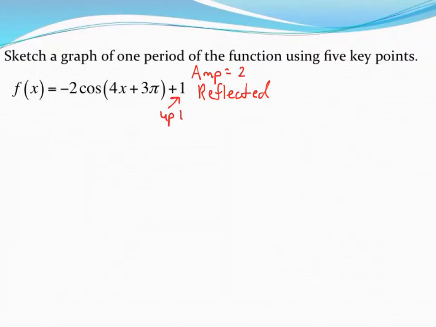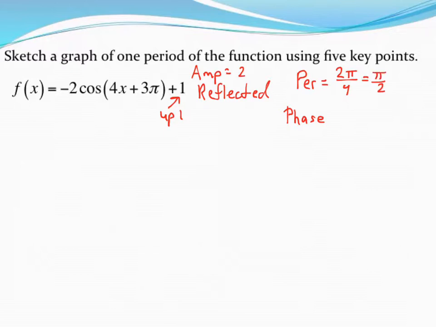And then finally, the two really important parts I need to start this problem: I need to know what the period is, and I need to know what the phase shift is. So the period we'll find the same way we've always found the period of a cosine graph. That's 2 pi, the normal period, divided by the b value, which this time is 4. So simplifying that, I get a period of pi over 2.